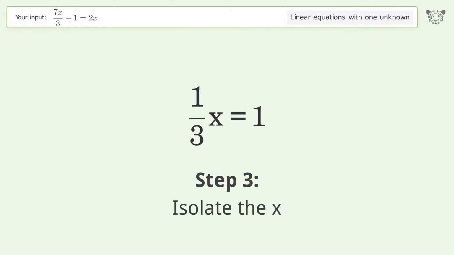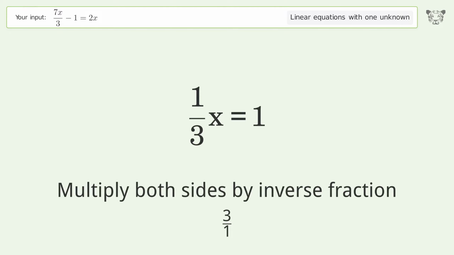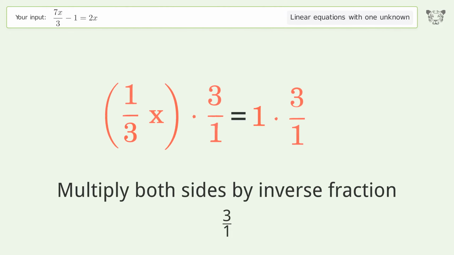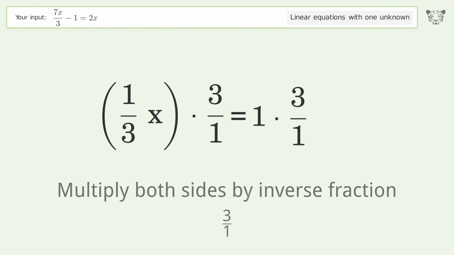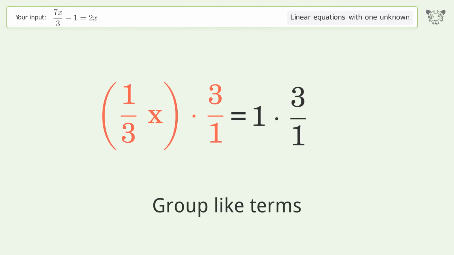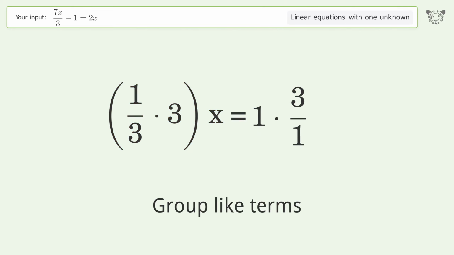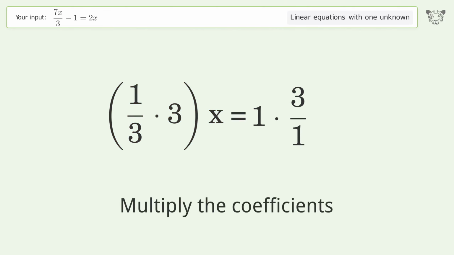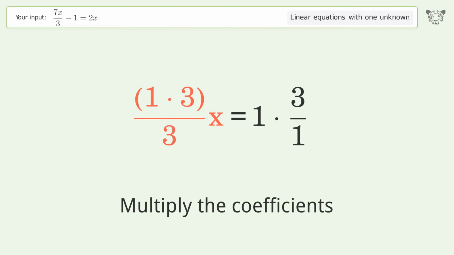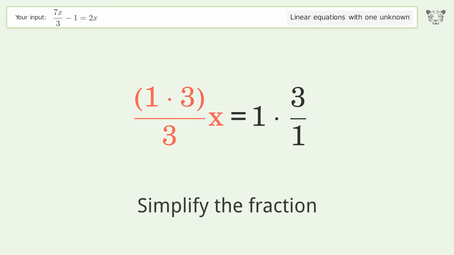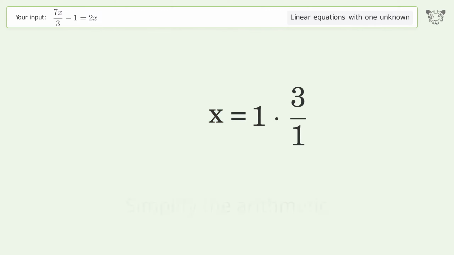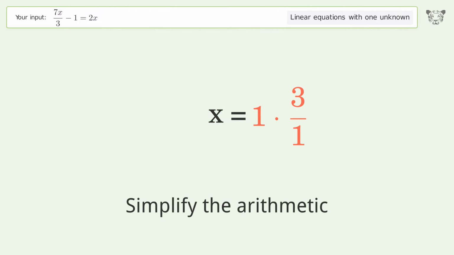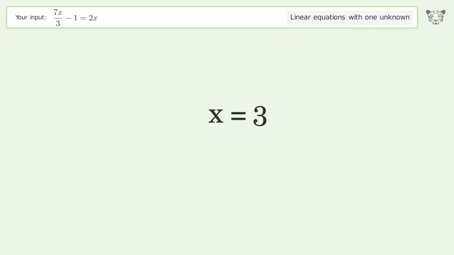Isolate the x. Multiply both sides by inverse fraction 3/1. Group like terms. Multiply the coefficients. Simplify the fraction. Simplify the arithmetic. And so the final result is x equals 3.